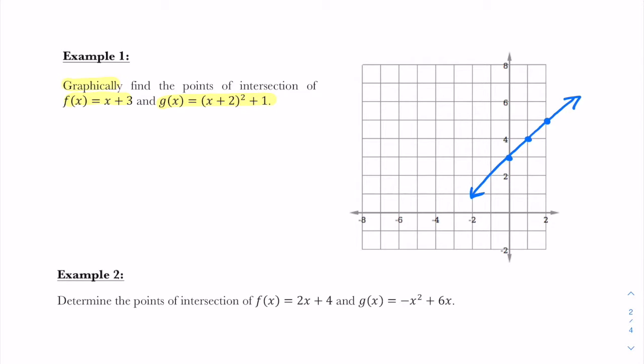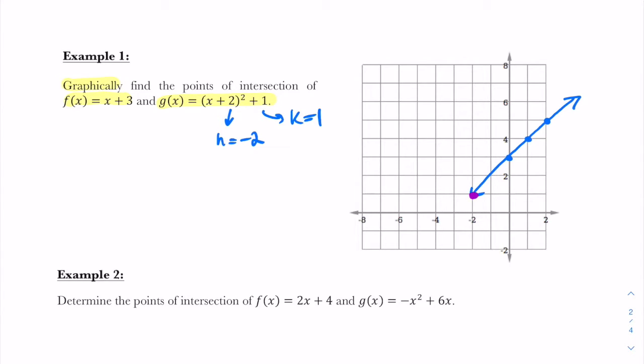Next, let's plot the parabola. This is in vertex form, so the vertex here would be located at -2, 1. Just to remind you, we have an h value of -2 and a k value of 1. So let's plot our vertex at -2, 1. The vertex is right here.